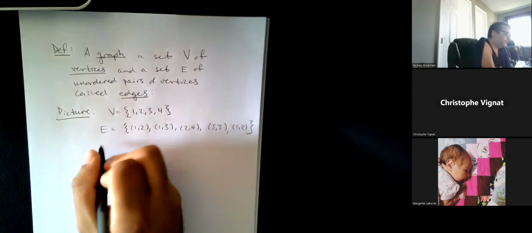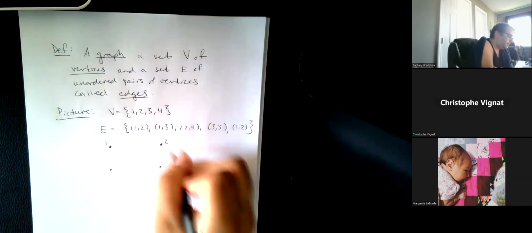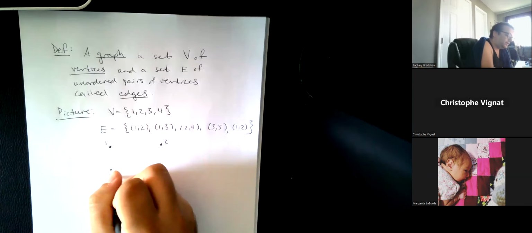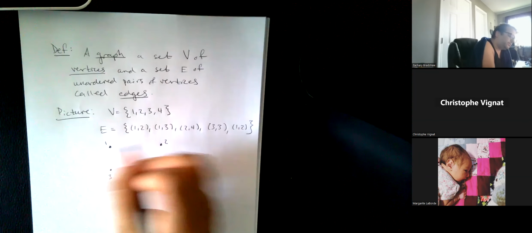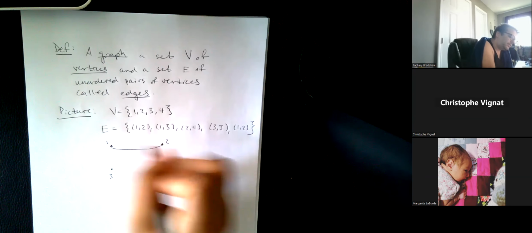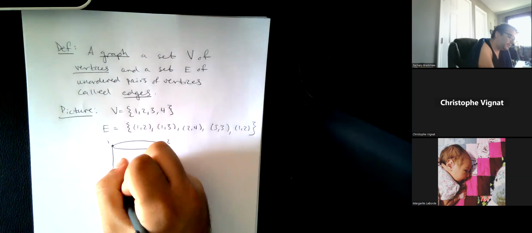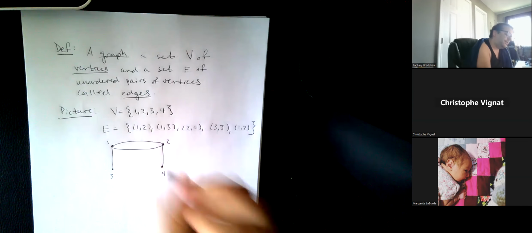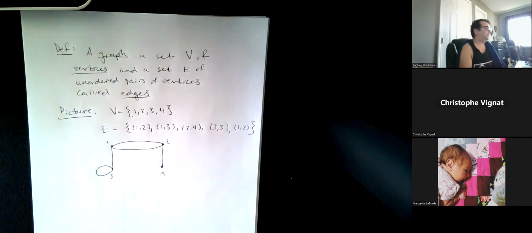Well, let's put a dot for each vertex, label them 1, 2, 3, 4. So I have 2 edges from 1 to 2. I will mark those with lines from 1 to 2. I have an edge from 1 to 3. I have an edge from 2 to 4. And I have an edge from 3 to itself. Okay, so there's the picture that we're going to keep in our heads.